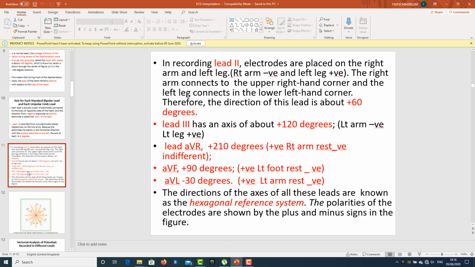The directions of the axes of all these leads are known as the hexagonal reference system. The polarities of the electrodes are shown by the plus and minus signs in the figure. So we have to learn that if you are asked what the hexagonal reference system is, the directions of the axes of all these leads are known as the hexagonal reference system.